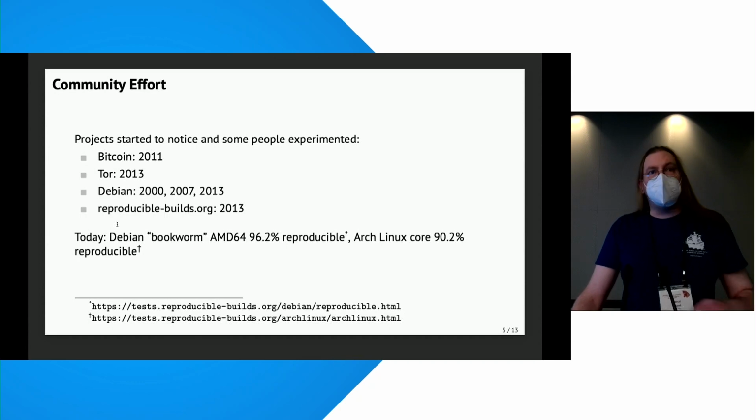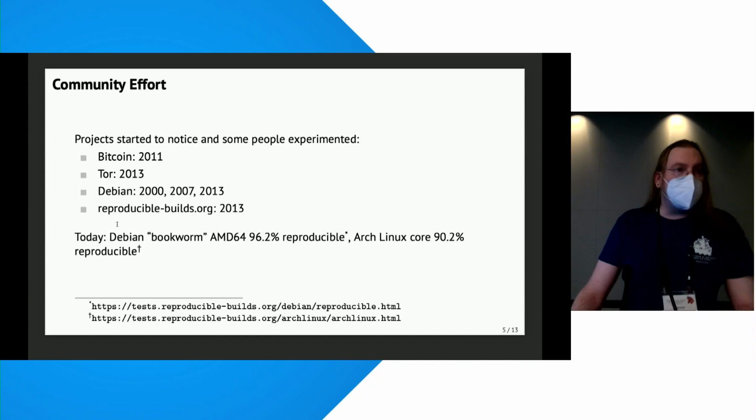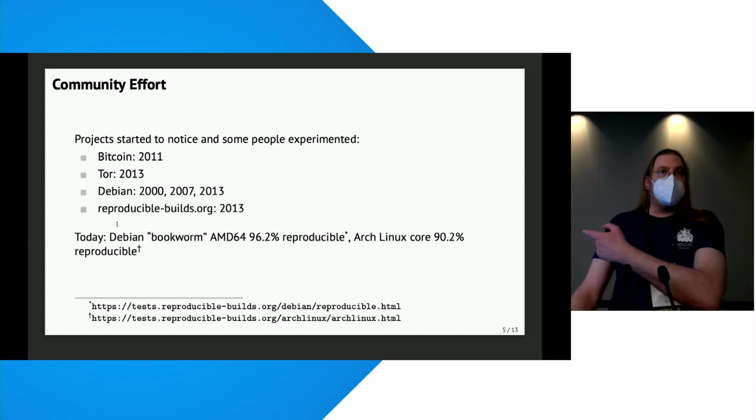And currently, just to give you an update on how far we are, Debian bookworm AMD64 is 96.2% reproducibly built. And Arch Linux Core, 90.2%. And you can check this yourself. This is direct results from the CI.